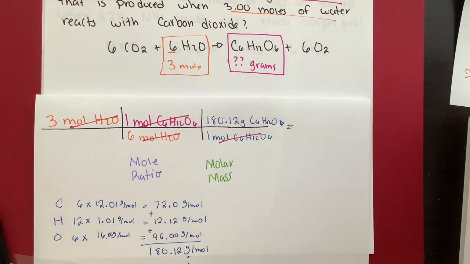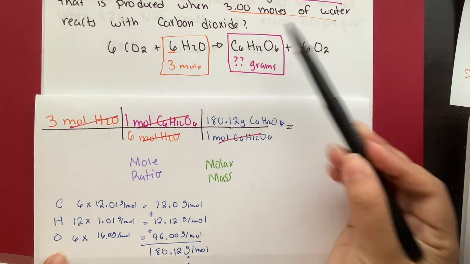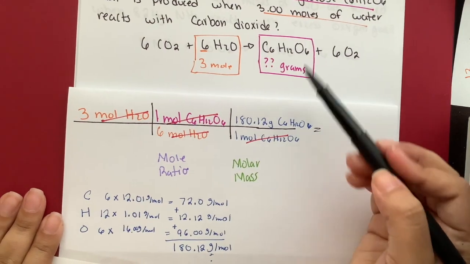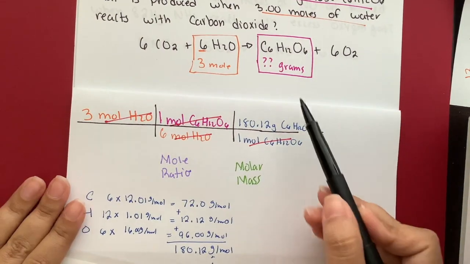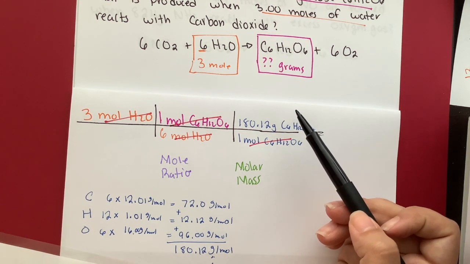12.6. Sorry about that. And the question is asking me for grams of glucose. Grams of glucose. I am done. Since the only unit that's not crossed out is grams of glucose, and that's what the question is asking me, I am done. So now my next step is to get my calculator.